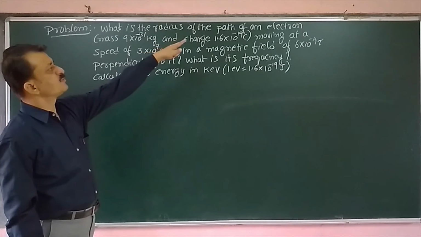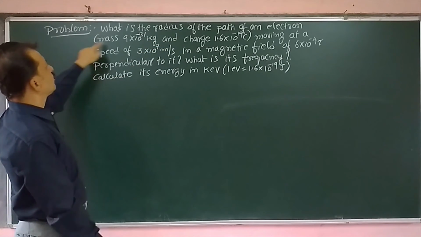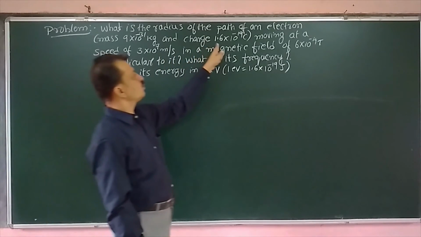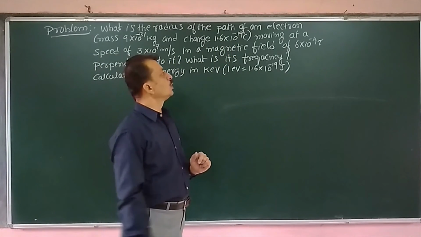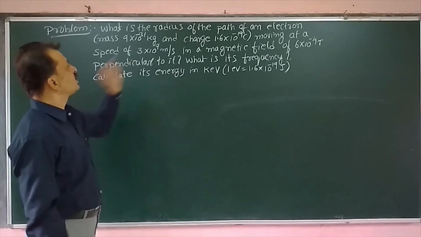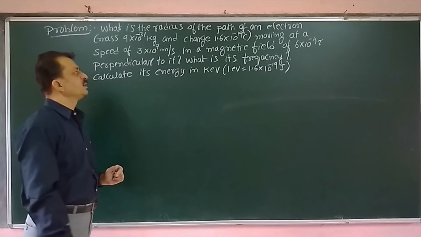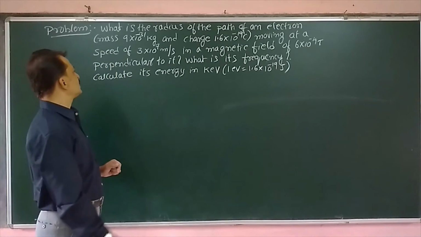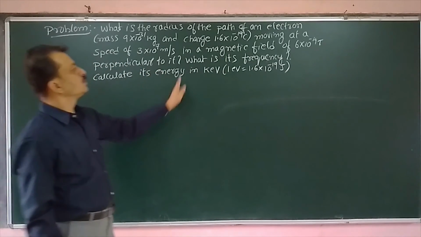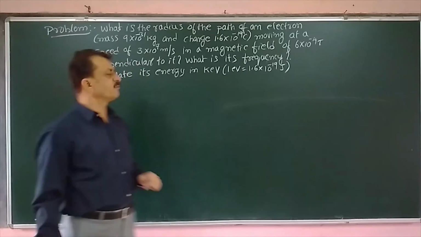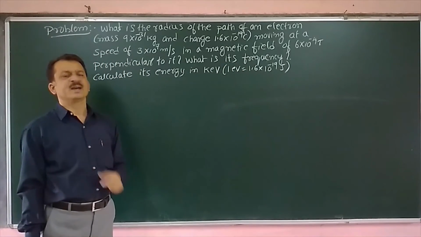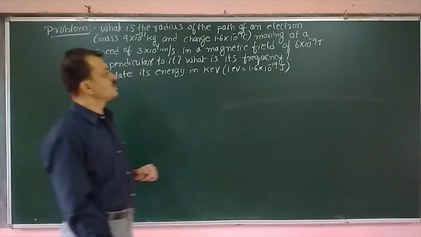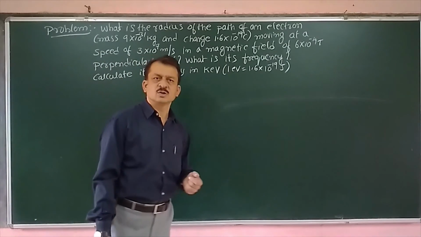What is the radius of the path of an electron of mass 9 into 10 to the power of minus 31 kg and a charge 1.6 into 10 to the power of minus 19 coulomb moving at a speed of 3 into 10 to the power of 7 meter per second in a magnetic field of 6 into 10 to the power of minus 4 Tesla perpendicular to it? What is its frequency? Calculate its energy in kilo electron volts. 1 electron volt is equal to 1.6 into 10 to the power of minus 19 joules, is given.